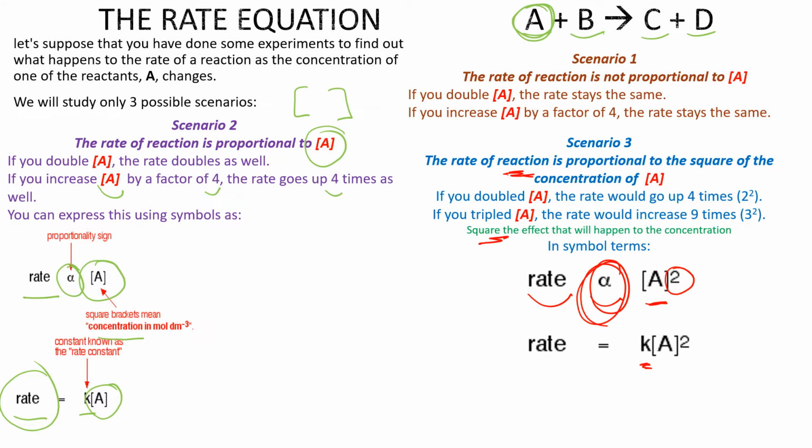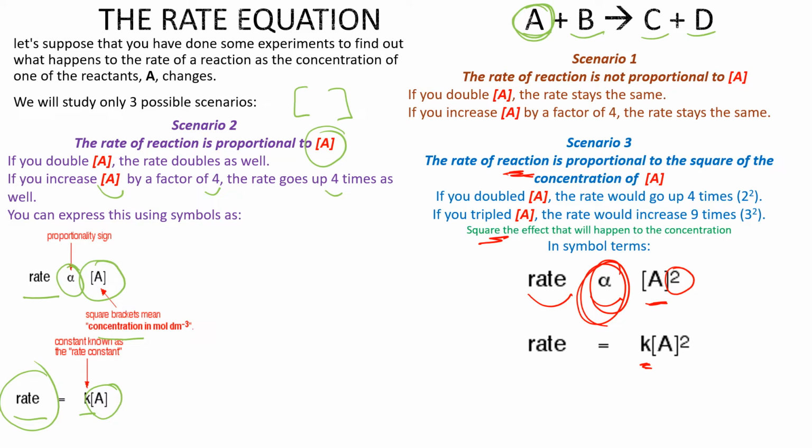So again, we have 3 scenarios. Scenario number 1, rate is not proportional to A. When we increase A by 2, increase A by 3, increase A by a factor of 4, nothing happens to the rate. Scenario number 2, we double the concentration of A, the rate doubles. Multiply the concentration by a factor of 4, the rate increases by a factor of 4. So the rate is proportional to the concentration of this reactant A.